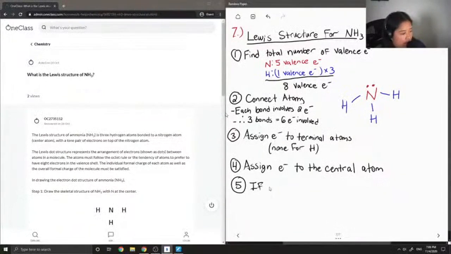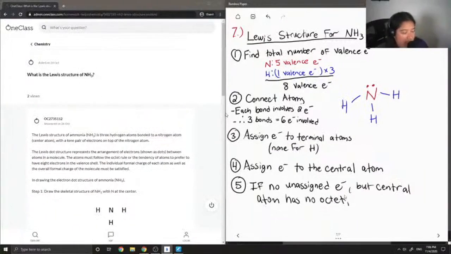which is when, if you have no unassigned electrons but your central atom doesn't have an octet, this is when you can make double or triple bonds.